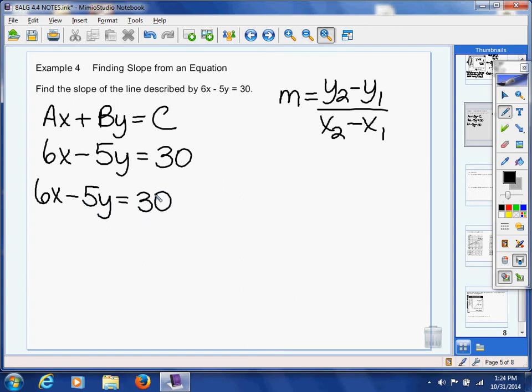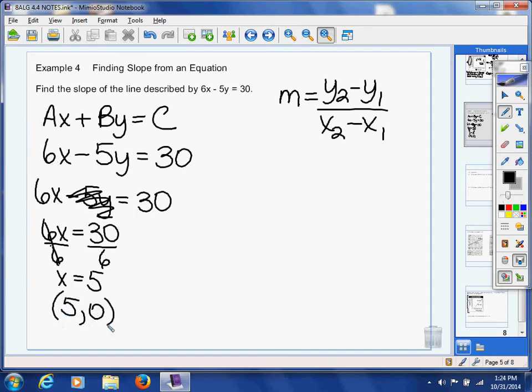Let's find the x-intercept. That means I'm going to cover up the y, leaving me with 6x equals 30. Divide each side by 6, and x equals 5. So if you have an x-intercept, the name of that point is (5, 0).